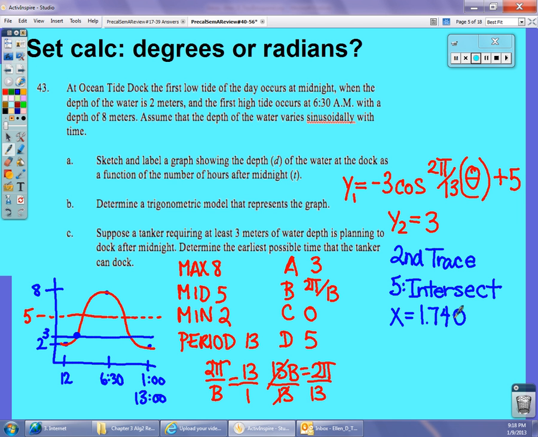Now, in terms of time, 0.74 of an hour is 44 minutes. So this should give us a real time of 1:44 a.m.